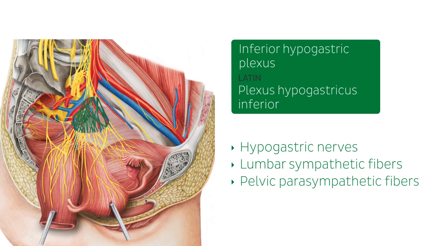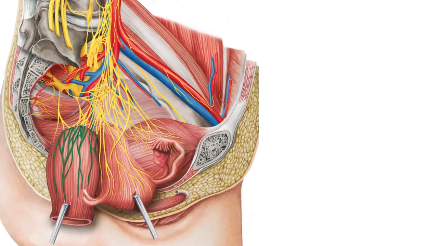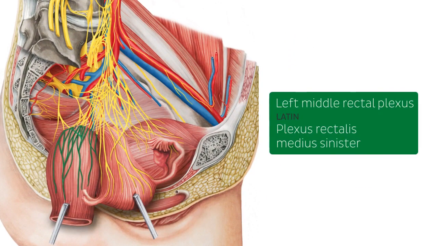This plexus gives rise to numerous branches which innervate the viscera of the pelvis, and we're going to discuss them in the next slides. So the first one that we're going to be highlighting here is known as the middle, or specifically the left middle rectal plexus. There is also a right one, but we cannot see it because we're retracting the rectum here. So we can see the left surface of the rectum.